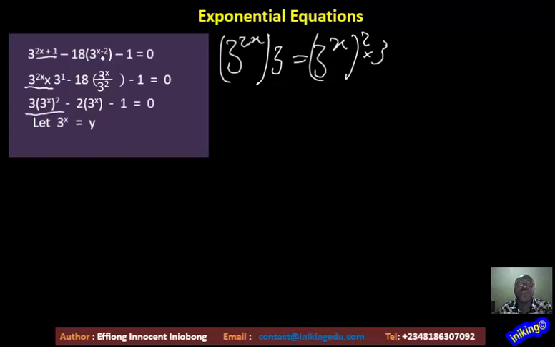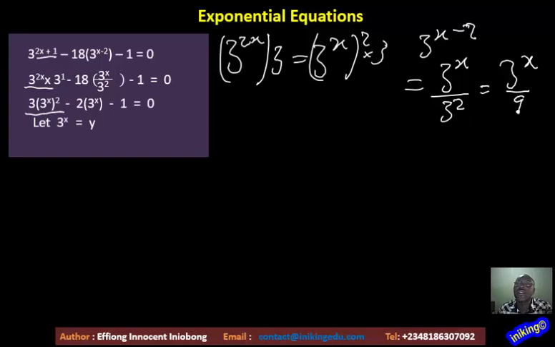And then 3 raised to the power x minus 2 was obtained from, or was reduced to, 3 raised to the power x divided by 3 raised to the power 2, which is the same thing as 3 raised to the power x divided by 9.